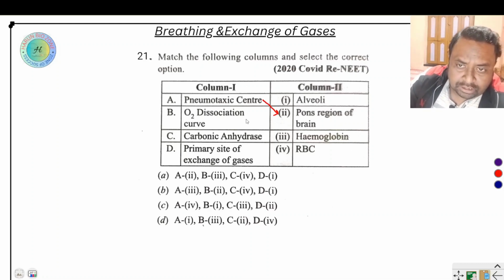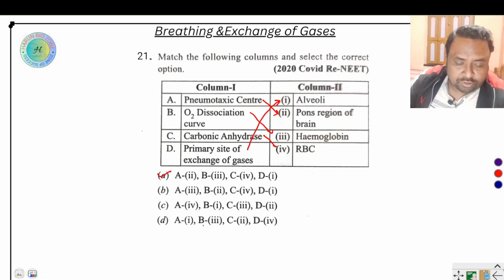Oxygen dissociation curve is shown by hemoglobin. Carbonic anhydrase is present in RBC. The primary site of exchange of gases is the alveoli. So here A is the correct option. Next question.